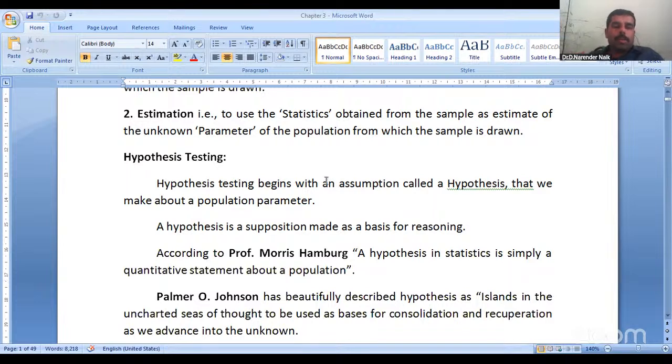Then here, hypothesis testing begins with an assumption called a hypothesis that we make about a population parameter. A hypothesis is a supposition made as a basis for reasoning. Okay, so this is assumption and supposition. We sometimes say example also. According to Professor Maurice Hamburg, a hypothesis in statistics is simply a quantitative statement about a population. Quantitative, not qualitative.